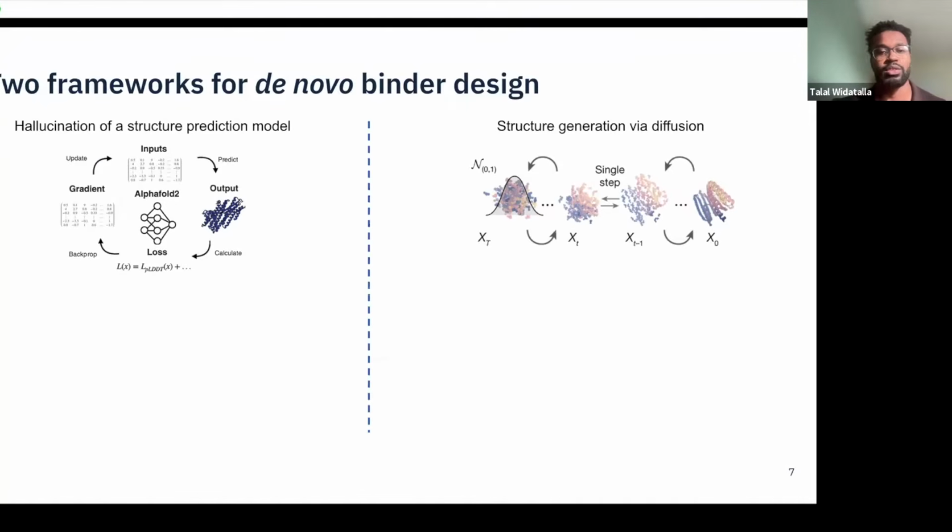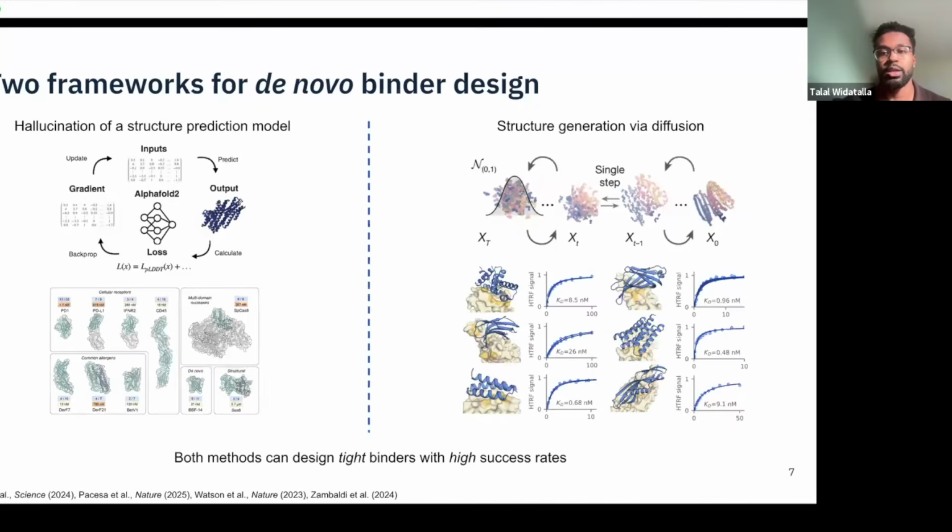So most of these models fall under two different frameworks. We either have hallucination from a structure prediction model, and briefly how this works is you're essentially inverting your structure prediction model. AlphaFold is a model that takes in sequence and then predicts the structure. So we're actually going to invert this, and update the sequence with respect to AlphaFold's confidence in the structure, and use that gradient to iteratively update our sequence until we find a sequence which AlphaFold is very confident about. And it turns out that if AlphaFold is very confident in the sequence, it's very likely to be stable, express well, and work in the lab.